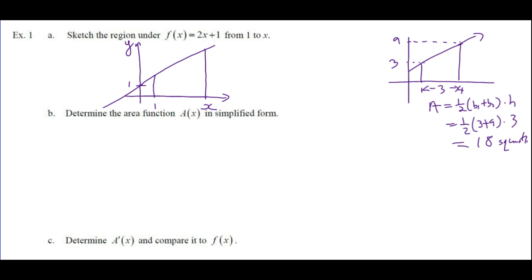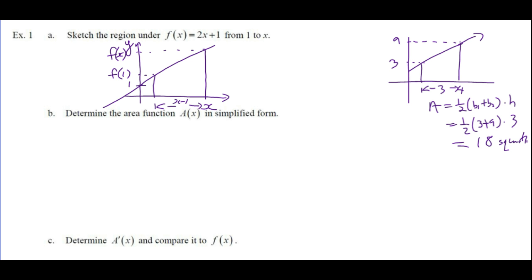All right, but now we're doing something more general, right? So determine the area function in simplified form. Having used one of Polya's problem-solving strategies, which is, hey, we solved a similar problem, we should now be able to solve this problem, right? We know that this is f of 1, and this is f of x. And this is x minus 1. Yeah, delta x, or x minus 1.